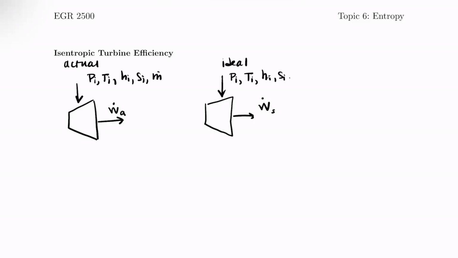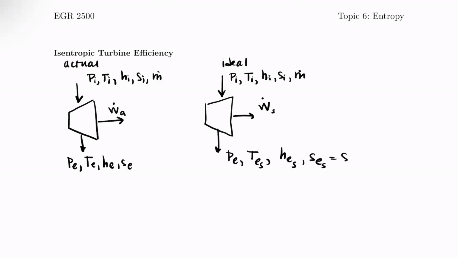All right, but then the outlets are going to be different. So for the outlet, we have PE, TE, HE, SE. And then for our ideal device, we also have the same exit pressure, but now we have an isentropic exit temperature, an isentropic exit enthalpy, and then an isentropic exit entropy, which is just the same as the inlet entropy.